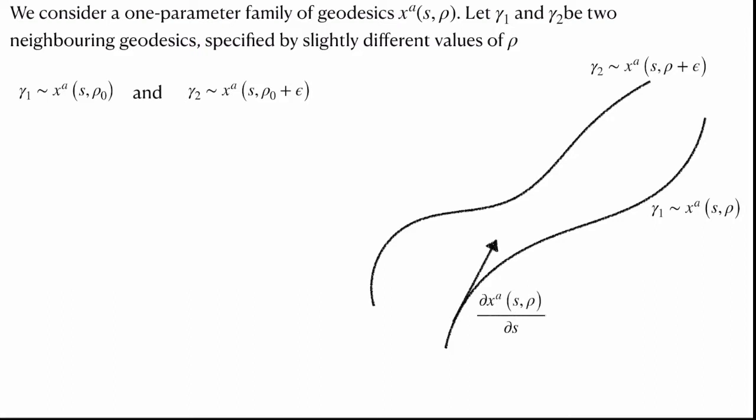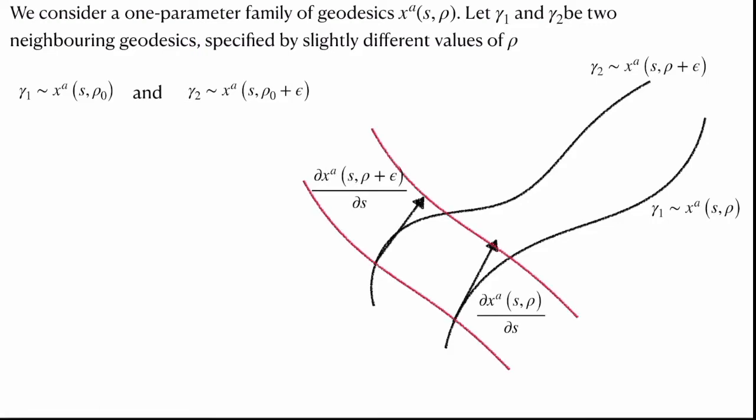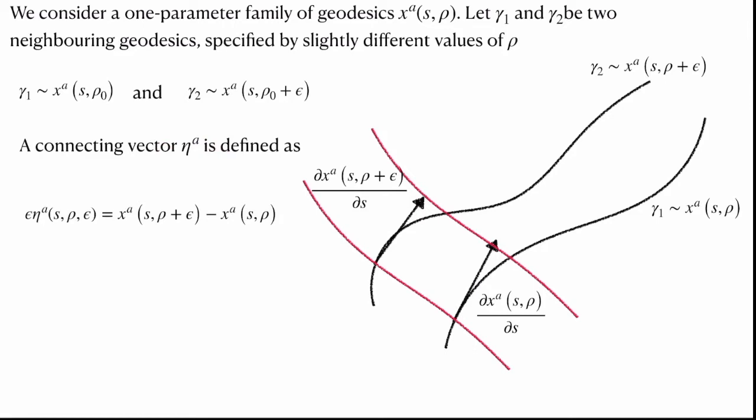Now we have a tangent vector along the geodesic, and that can be evaluated for each of the geodesics. We also have the two geodesics connected by what is called the connecting vector, which we call η^a, which satisfies the following condition: ε η^a(s, ρ, ε) is equal to x^a(s, ρ + ε) minus x^a(s, ρ).